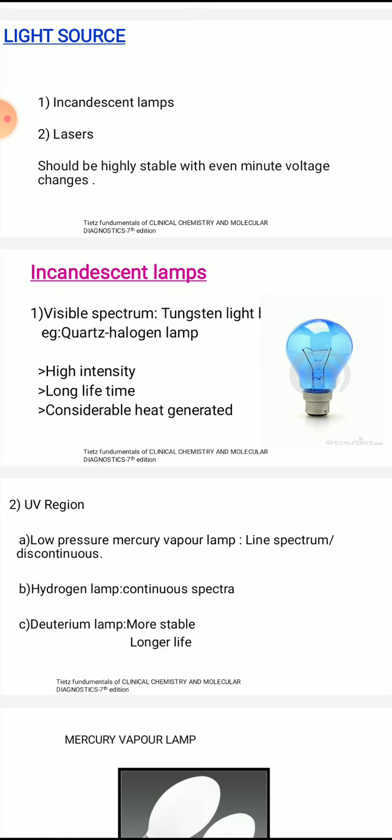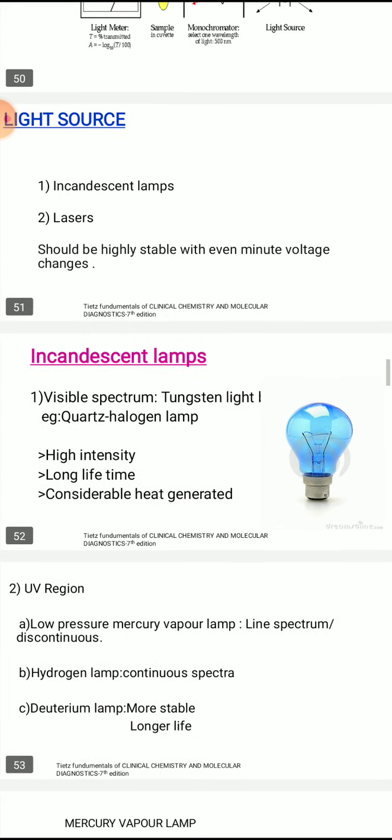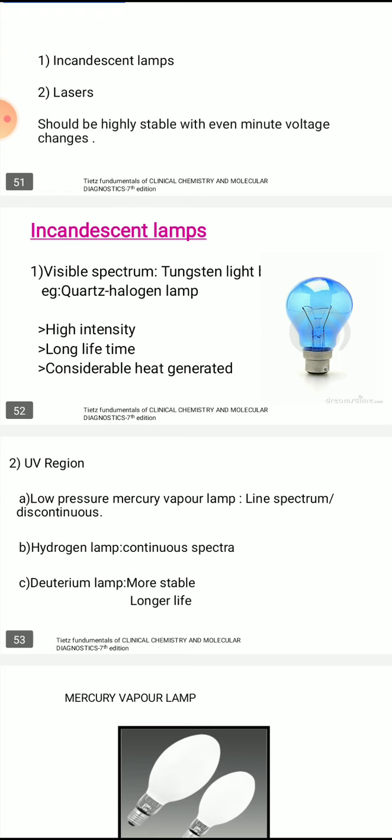So first we will deal with incandescent lamps. What are incandescent lamps? These are lamps which use tungsten light. An example is the halogen lamp, which you know very well. This halogen lamp has a tungsten filament and an inert gas around it, along with a halogen, either bromine or iodine.